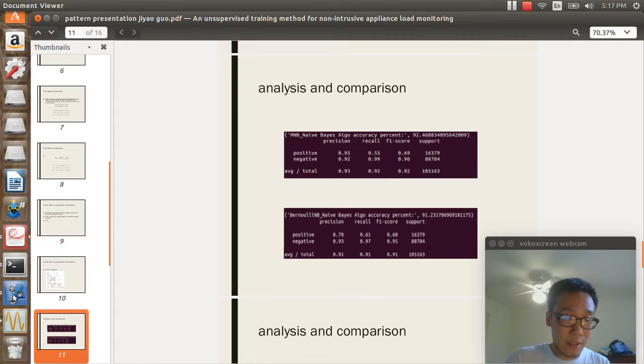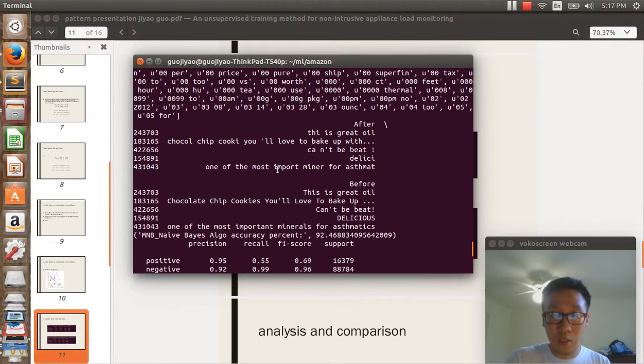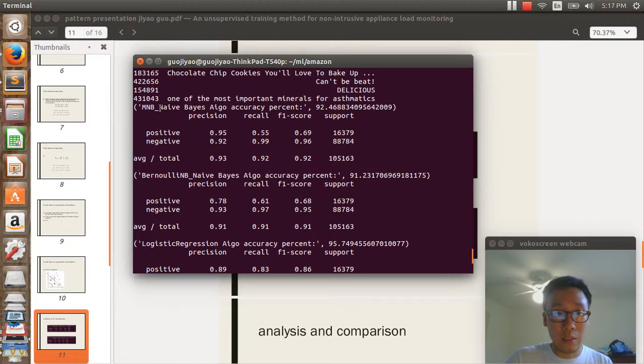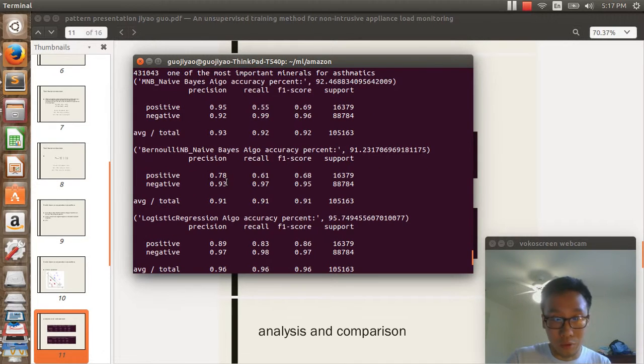Okay, let's see the result. So we got the result. This one is a multinomial naive Bayesian, and it has a really interesting performance, because you see the accuracy rate of the positive reviews is higher than the accuracy rate of the negative reviews. So it's not normal.